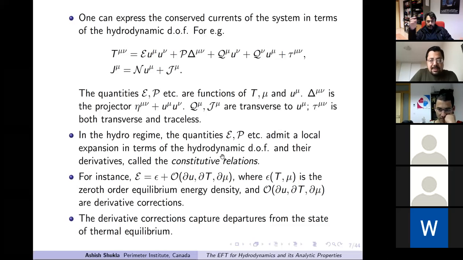Okay, so these are called the constitutive relations for the system, and this is the basic postulate of hydrodynamics, that this derivative expansion exists. This derivative expansion near equilibrium makes sense. That's the idea of hydrodynamics. What do these derivative corrections do? Well, these derivative corrections essentially capture departures from the state of thermal equilibrium.